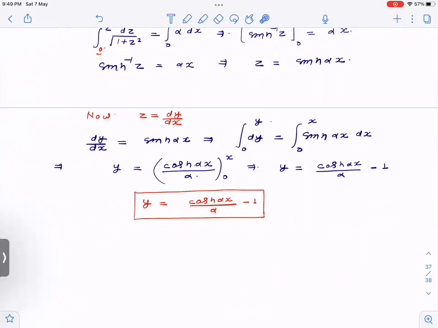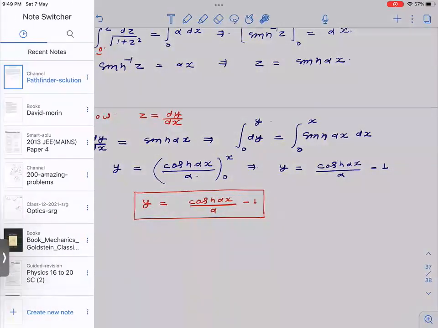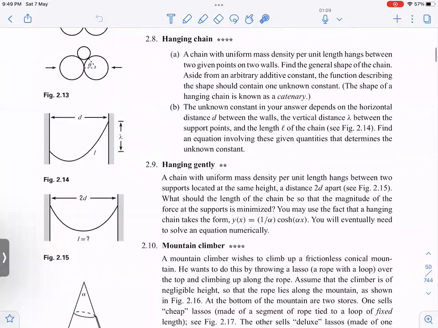Okay, so now after learning this, you can try two questions of David Morin. Those questions I'll show you now. So these are two questions. This is 2.8, page number 50, and this is from the chapter of statics. There is a chapter of statics in David Morin. This has two parts, right? Very good questions. And this is another question. In this, the function is already given. You will have to calculate alpha, right?